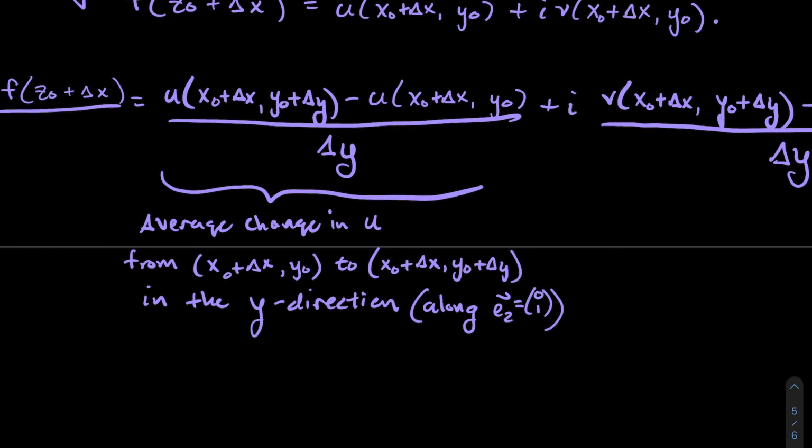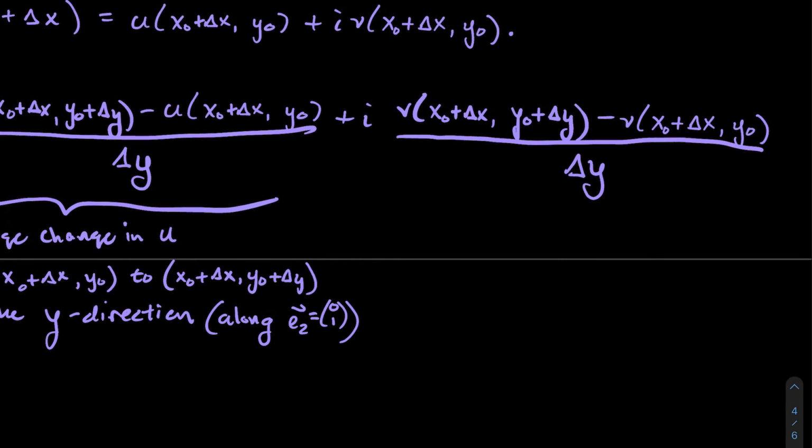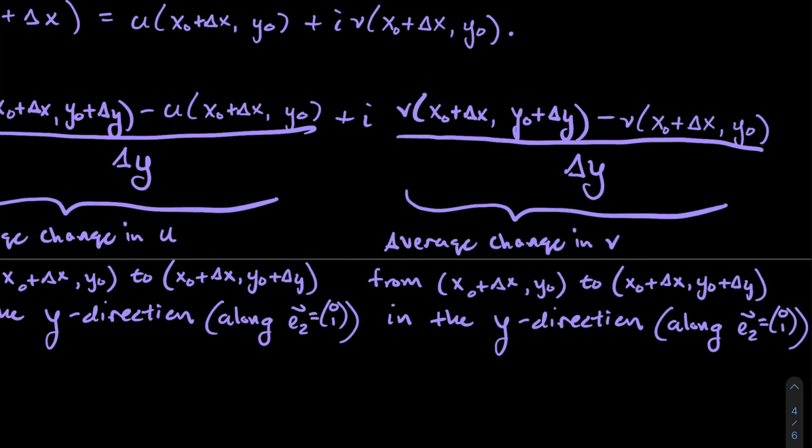And another way to say, what do I mean by in the y direction? Remember, for partial derivatives, we mean with respect to this vector e2, which is 0, 1. Again, just think about it going along the y-axis. And if we look at this difference quotient that involves v over here, it's the same story. That's going to be the average change in v in the y direction between those 2 points, x naught plus delta x, y0 and x naught plus delta x, y naught plus delta y, sorry.